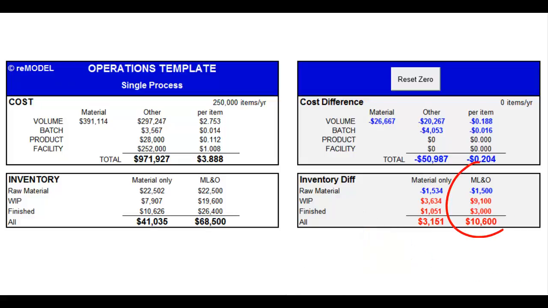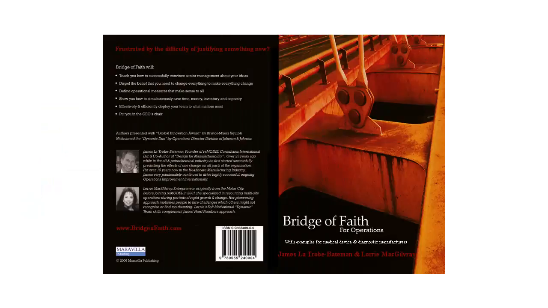If you then look at the fully burdened value of these, you can see that the raw material inventory is the same. We don't burden raw material, but the other two numbers go up in proportion. Now overall, if we reduce cost but increase inventory, this is not an improvement in our book. So it's at best a compromise. So if you were going to propose that as an improvement, you would have to do something to mitigate that inventory increase. For your information, these examples are the same as scenarios 7 to 11 in our book, Bridge of Faith for Operations.